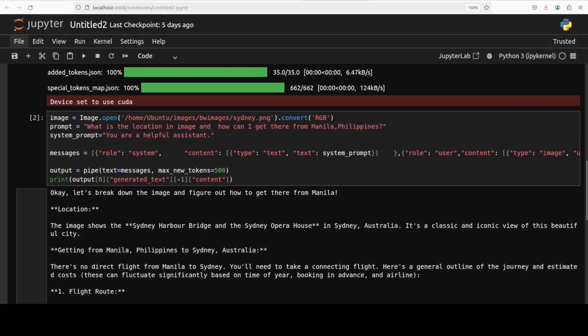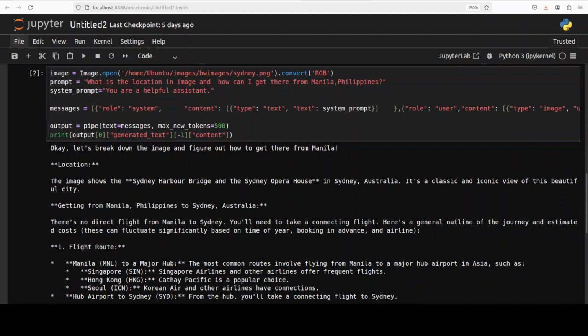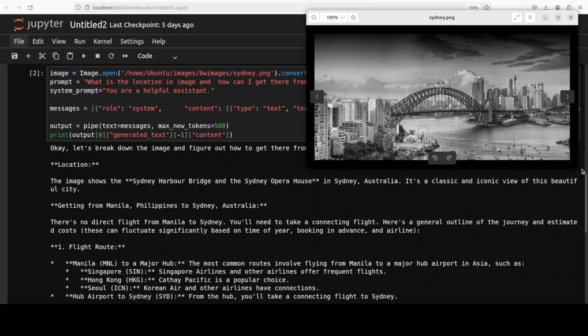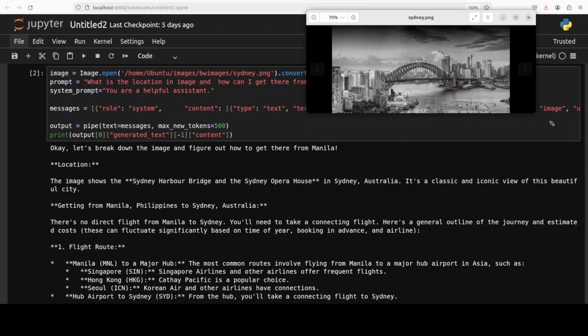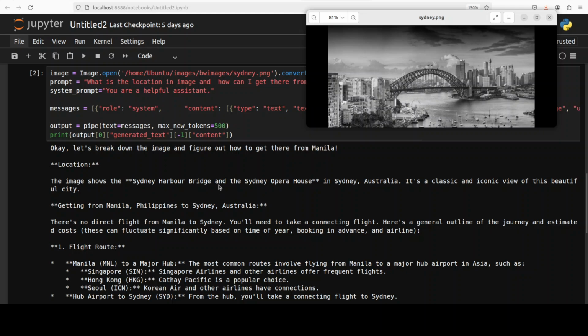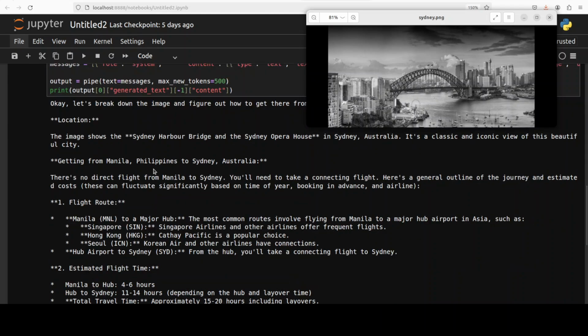So this is the response of the model and let's put the image here. Now, if you look at the response, it is talking about, let's break down the image. So it is first identifying the location that the image shows the Sydney Harbour Bridge and the Sydney Opera House. It's a classic and iconic view of this beautiful city, no doubt about that. And then getting from Manila, there is no direct flight from Manila to Sydney. That is not true.